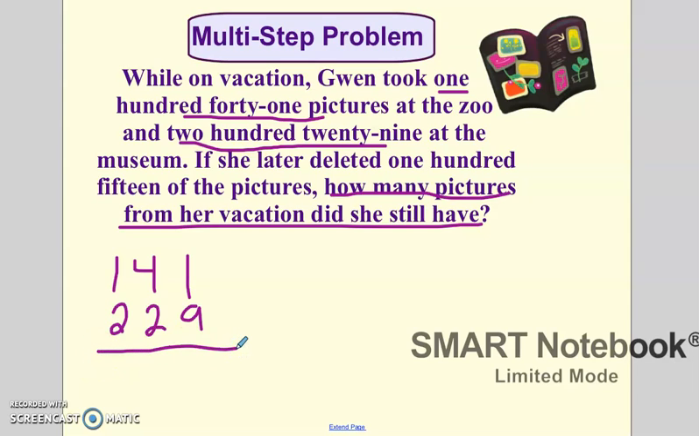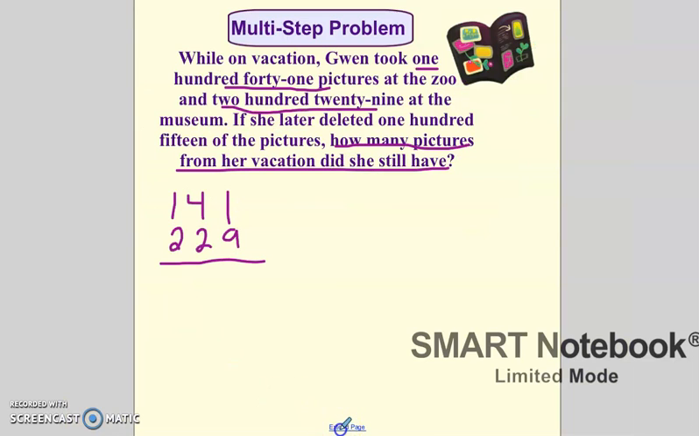Okay, my friends, what do you think that we're going to be doing? If you said addition, you are correct. We need to know how many in total she has so far first. So let's put our addition sign there, and don't forget your little H, T, O.